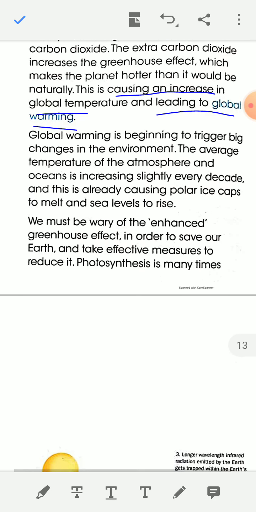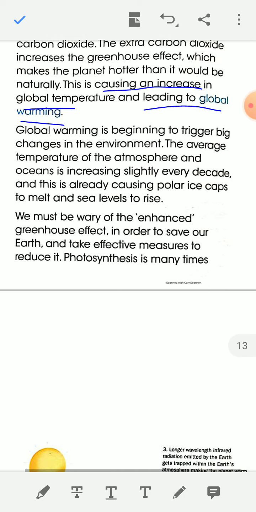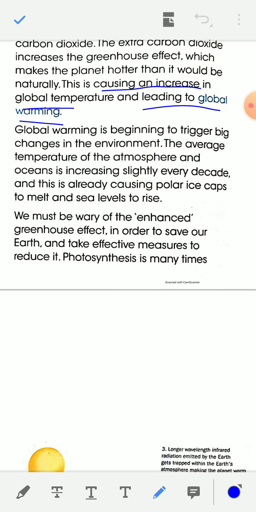Okay, so global warming is beginning to trigger big changes in the environment. The average temperature of the earth and the oceans is increasing slightly every decade, and this is already causing polar ice caps to melt and sea level to rise. So we must be wary of the enhanced greenhouse effect and take effective measures to reduce it.